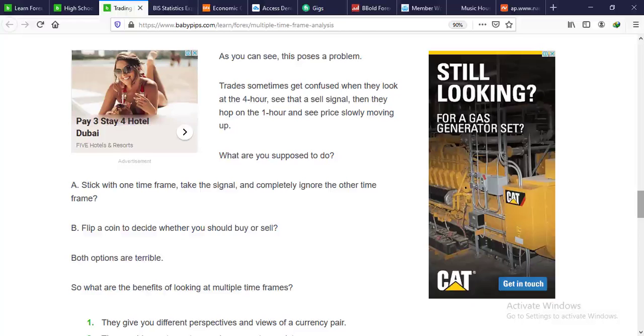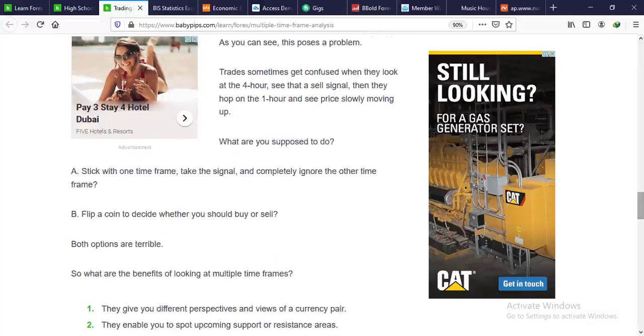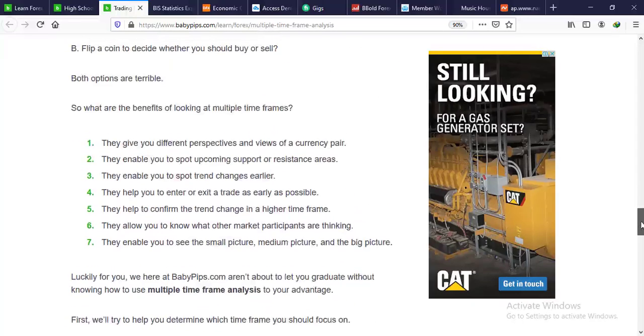Are you supposed to stick to one time frame, take a signal and completely ignore the rest of the time frames, or flip a coin to decide whether or not you should buy or sell? Both of those two options are wrong. So what are the benefits of looking at multiple time frames?